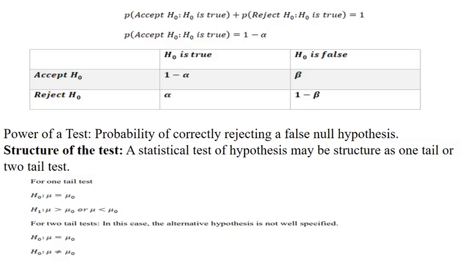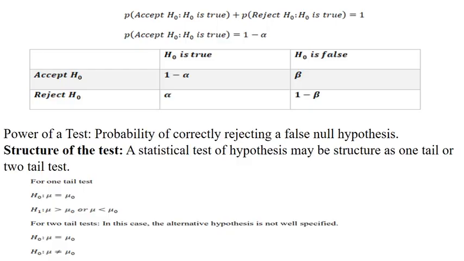Then we have our table. Accept H naught: when H naught is true, 1 minus alpha; when H naught is false, beta. Reject H naught: alpha when H naught is true, then 1 minus beta when H naught is false. The power of a test is the probability of correctly rejecting a false null hypothesis. That is the definition of the power of a test.